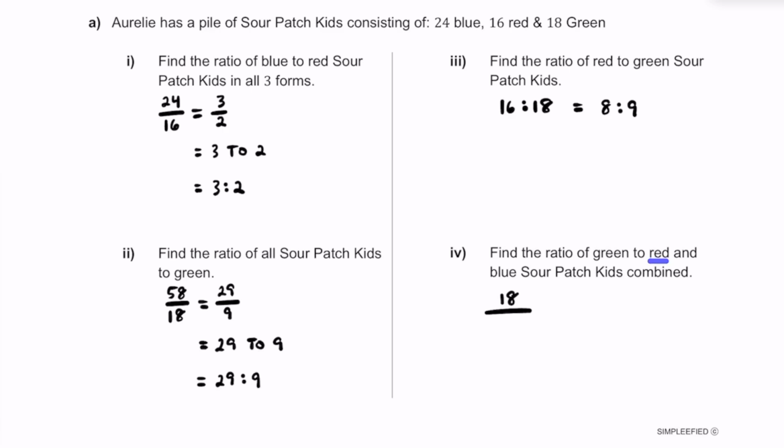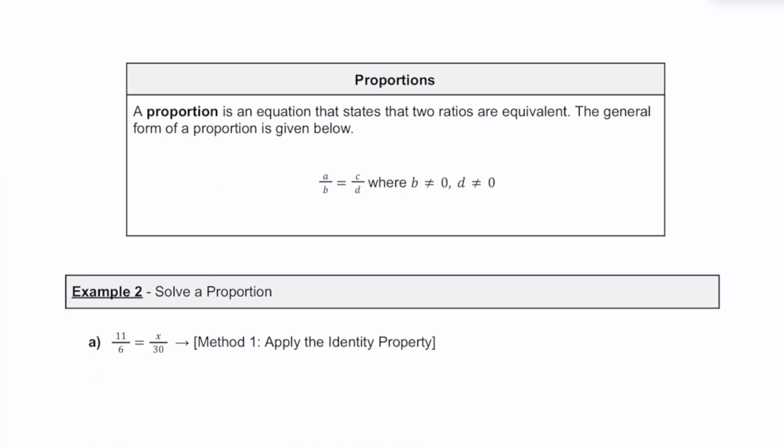It says red and blue combined here, so we have to take those numbers and add them together. So that's going to be 16 plus 24. So 16 plus 24 is going to be 40. So this is really an 18 to 40 ratio. But we can divide these numbers both by 2, their GCF, and say that's going to be a 9 to 20 ratio. Okay, so it doesn't say you have to write in all three forms. We just wrote it in fraction form, so you can just leave it just like that if you'd like. Basically, this says for every 9 green Sour Patch Kids, there are going to be 20 in total that are blue and red.